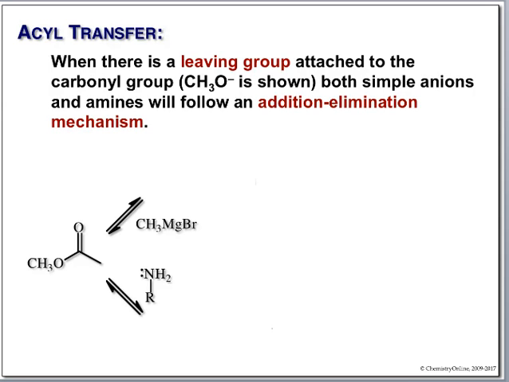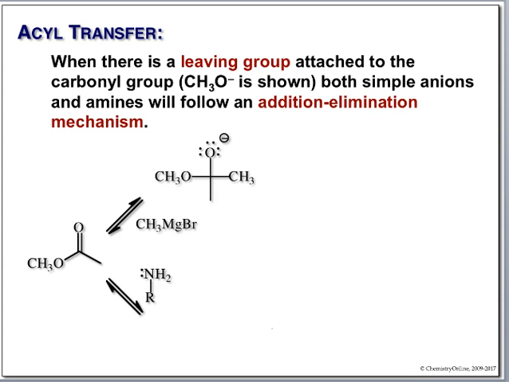Now I talked about the addition-elimination mechanism. We're going to go through this a lot because it's actually the heart of acyl transfer chemistry. Here we have a carboxylate ester. This would be methyl acetate or methyl ethanoate. We can react this with Grignard. This is a reaction that we talked about a long time ago. The Grignard carbanion will attack the carbonyl carbon, and we will get a tetrahedral intermediate.